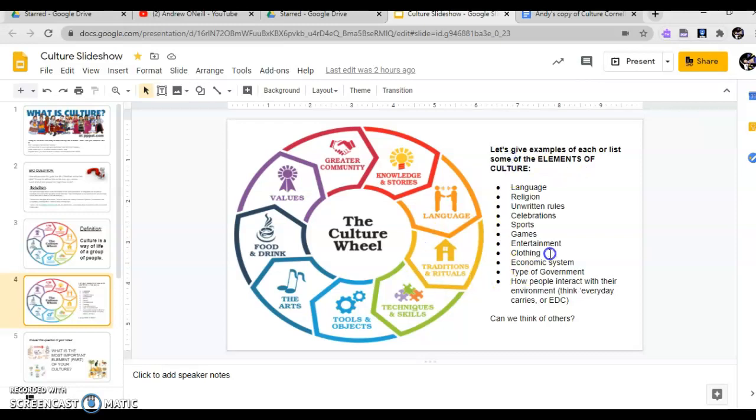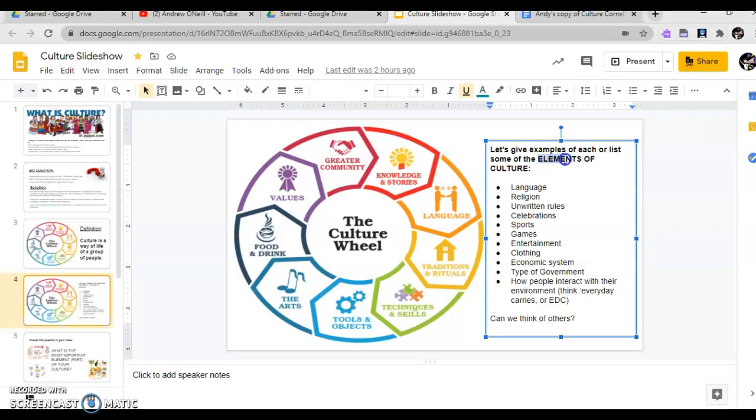And one way we'll do that is we're going to start calling it elements of culture. So an element of culture would be someone's language, their religion, kind of like unwritten rules, right? We see those in society all the time, like opening doors for people or pulling out a chair or if someone sneezes. Those are what we would consider unwritten rules. Sports, games, what a culture considers entertaining is different from others. Economic systems, types of government.